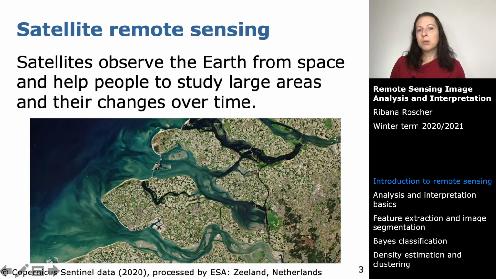So as I said, mostly we talk about satellite remote sensing. That means satellites observe the Earth from space and help people to study large areas. That means the Earth's surface, but also their changes over time. Especially changes are very important. You can think of coastal areas that are changing, like, for example, the coast of Dubai, or cities that are growing very rapidly, like Las Vegas, or glaciers that are melting. And these melting glaciers are important information for us, for example, when we deal with climate change science.